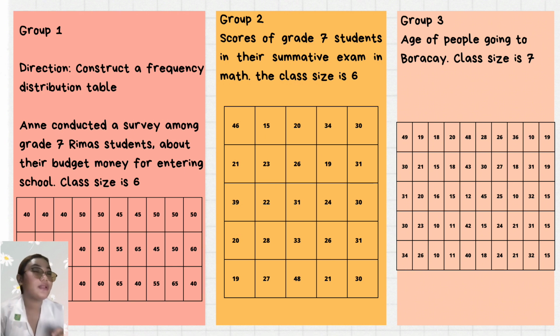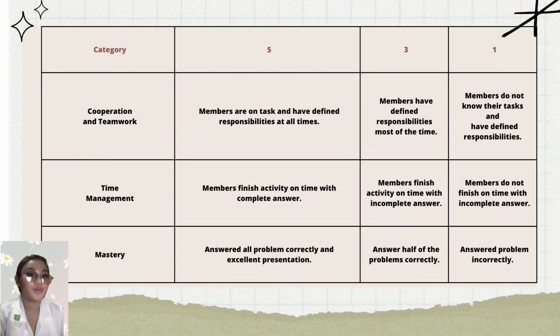So, I will first show you our rubric. That is our rubric. Okay, next. Okay, done? Is it done already? Okay, very good. So, next, we have an oral recitation.